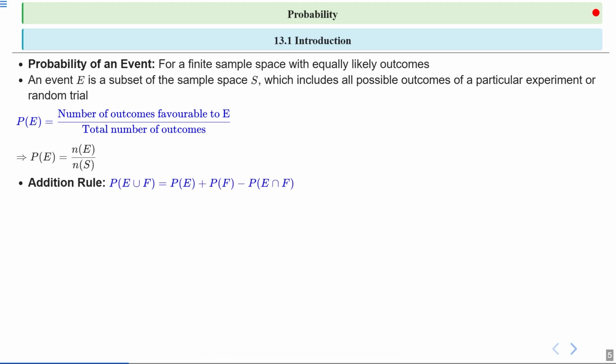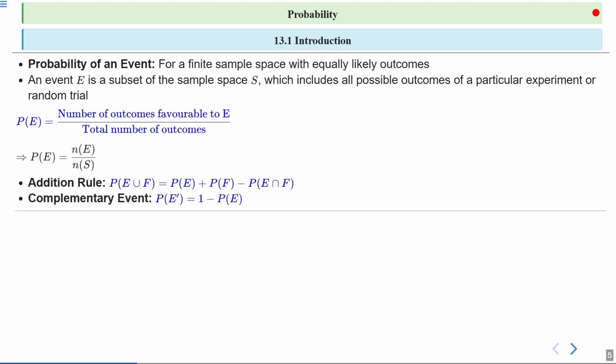Now let's look at the addition rule for probability. If we have two events, E and F, the probability that either E or F happens is probability of E plus probability of F minus probability of E intersection F, right?